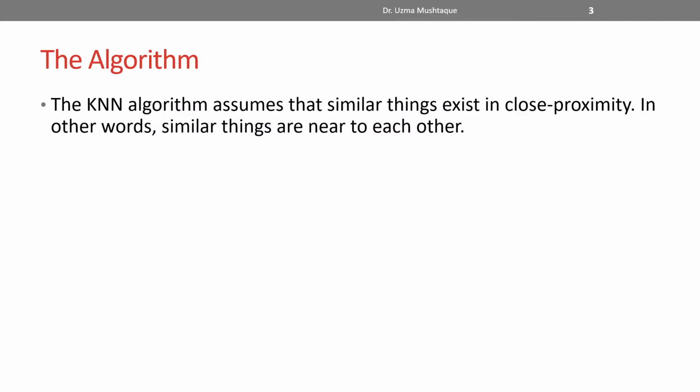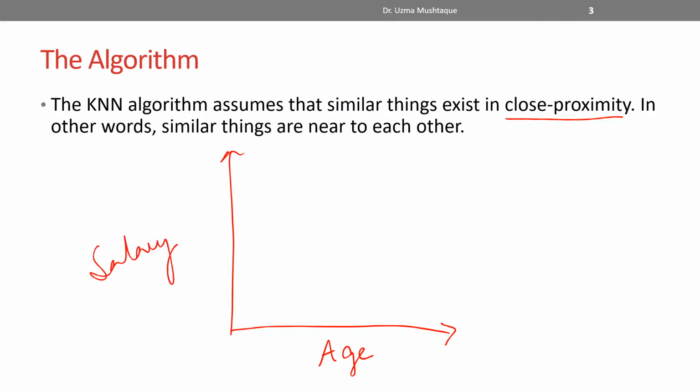Okay, so what is this algorithm? The KNN algorithm assumes that similar things exist in close proximity. What does that mean? Let's look at our example that we've been looking at ever since we started working on classification problems. I have age and salary of individuals, and I have the outcome as people bought something or they did not buy anything. So purchased and not purchased.